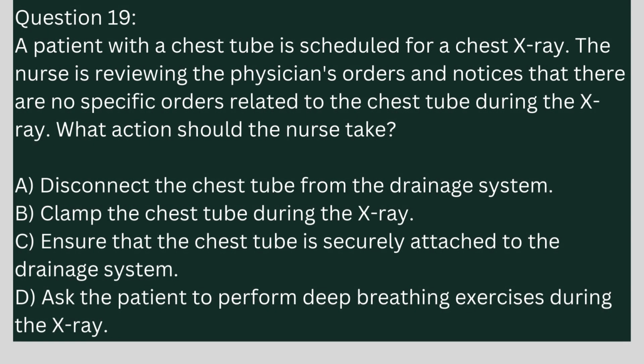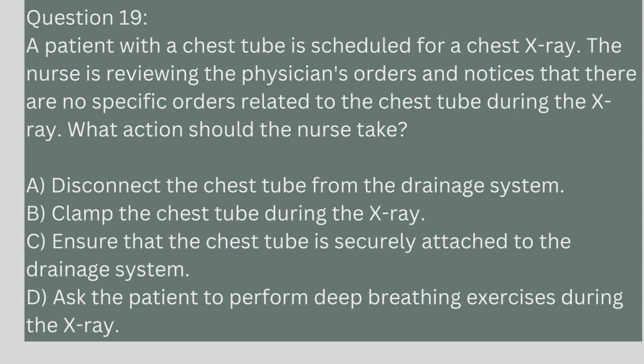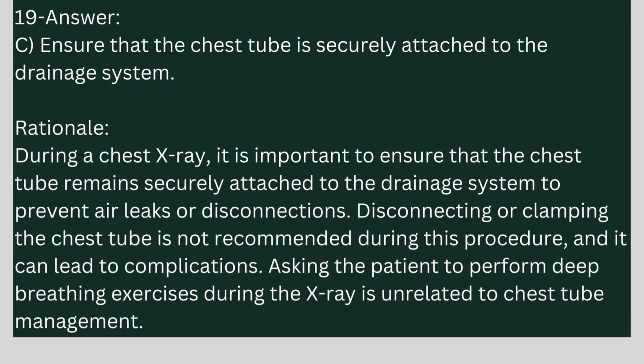Question 19. A patient with a chest tube is scheduled for a chest X-ray. The nurse is reviewing the physician's orders and notices that there are no specific orders related to the chest tube during the X-ray. What action should the nurse take? A. Disconnect the chest tube from the drainage system. B. Clamp the chest tube during the X-ray. C. Ensure that the chest tube is securely attached to the drainage system. D. Ask the patient to perform deep breathing exercises during the X-ray. Answer 19. C. Ensure that the chest tube is securely attached to the drainage system.